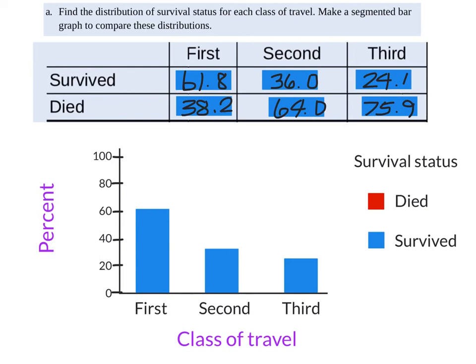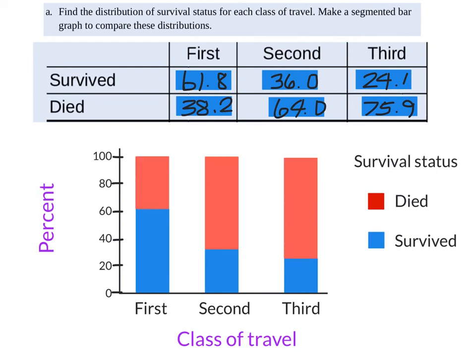So what I'm going to do next is, using the same width of my bar, but in red, I'm going to stack that 38.2, 64, and 75.9 on top of that. So here we go. Obviously, there are fewer folks that died here in first class than there are in third, but something that you probably already realized even before I put in these red bars is that each of these total segmented bars, first, second, and third class, should add up to 100% because it represents 100% of first class, 100% of second class, and 100% of third class. So that's how you make a segmented bar graph.